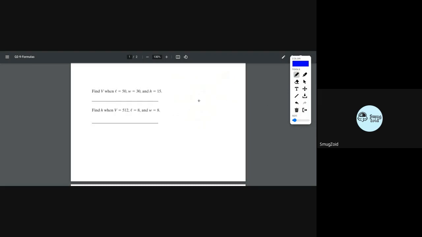Okay, let's try it again with the next one. So once again, volume equals length times width times height. It says my volume is 512. My length is equal to 8. My width equals 8. And my height, well, I don't know. But I know that 512 will be equal to 8 times 8, which is 64. Bring this down. It's an H, right? Divide by 64. Divide by 64. 8 equals H. Okay. All right.